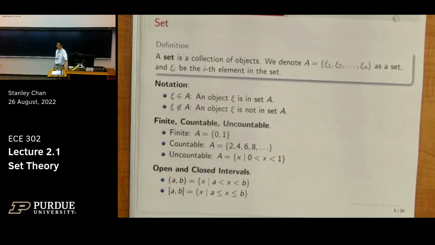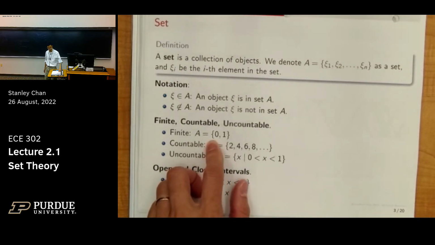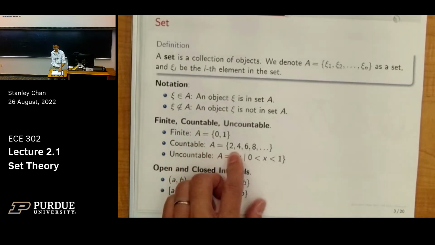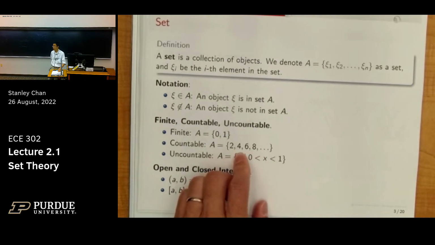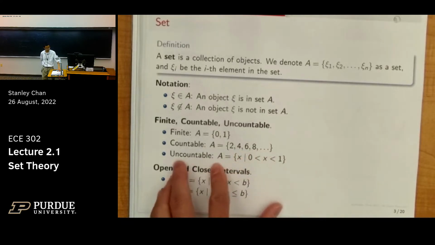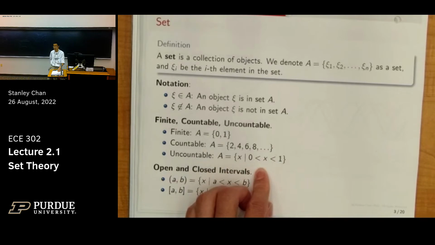A set can be finite, can be countable, can be uncountable. Finite means that you only have a finite number of elements, 0 or 1, 1 and 2, 1 to 6, 1 to 10, 1 to 100. So that will be called finite. It's countable when you can go to infinity, but you can still count them. For example, the set of all the even numbers, the set of odd numbers, those are countable. They can be uncountable. For example, you're talking about time between 0 and 1. So that's called an uncountable set.